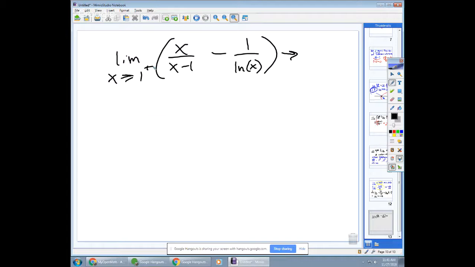Oh, rough day in paradise here. It's 0. Natural log of 1 is 0. So this becomes 1 over 0. If I'm on the positive, the right side of 1, then it's a positive 0, not a negative 0. And so I get 1 over infinity. So this right here is infinity minus infinity.